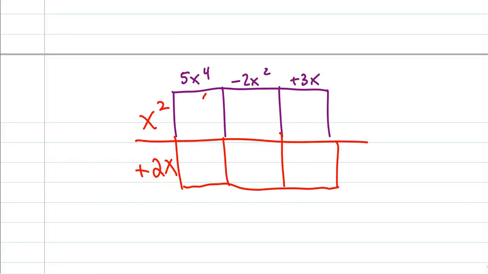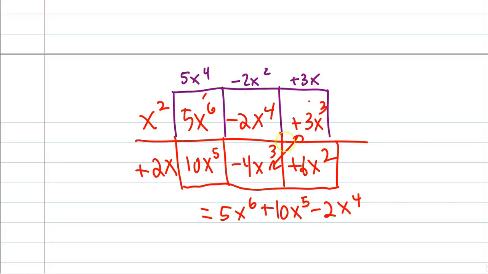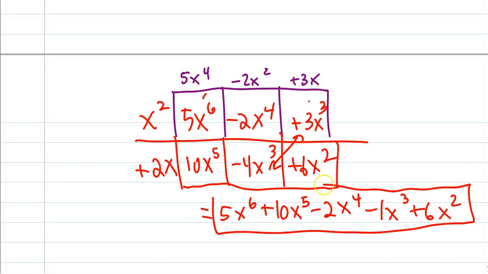Well, we find the area of each of these rectangles. 5x to the 6th, 2x to the 4th, 3x to the 3rd, 10x to the 5th, 4x to the 3rd, and 6x squared. Do not forget to combine, since these are like terms, they'll combine. So writing our answer, that would be 5x to the 6th, 10x to the 5th, putting it in descending order, 2x to the 4th, these combine to make negative 1 x to the 3rd, and plus 6x squared. My answer did not change.